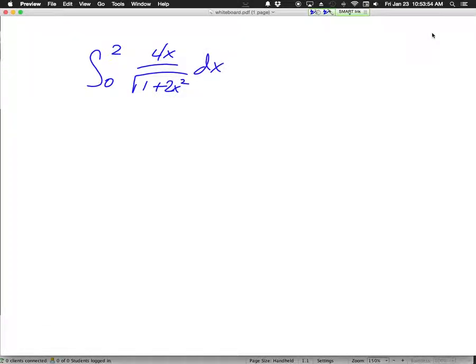I want to integrate from 0 to 2, 4x over the square root of 1 plus 2x squared. So, what am I looking for? Inside and outside. What do you want to call the inside? 1 plus 2x squared. So, what do I have to do to it? Take the derivative of it. So, that gives me 4x dx.